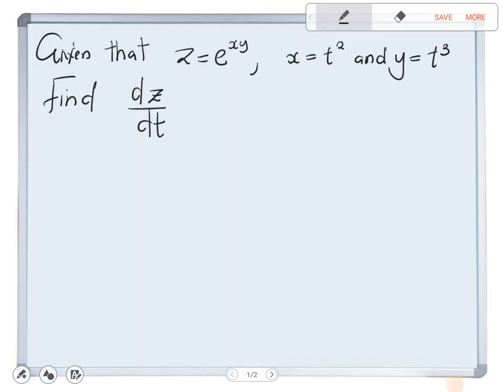Given that z is equal to e to the power xy, x is equal to t squared, and y is equal to t to the power 3, find dz/dt. So when you look at this, the z function has two variables. That means we are dealing with a multivariable function.